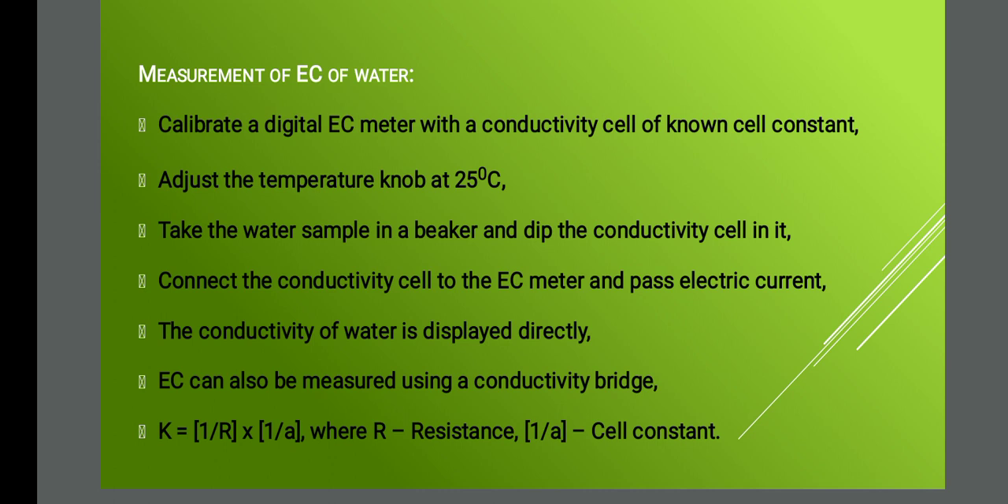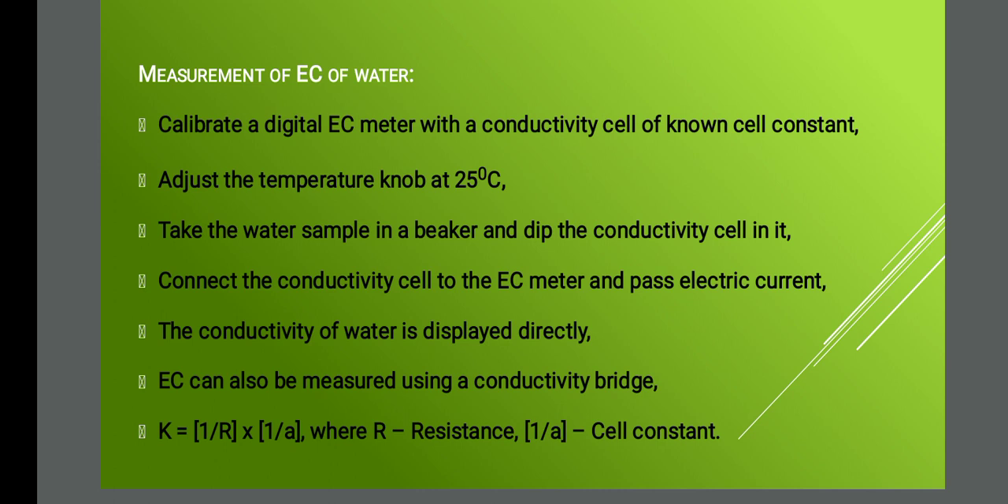EC can also be measured using the conductivity bridge. How to measure it: kappa is equal to 1 by R into cell constant, because conductivity is inversely proportional to resistance. Using the conductivity bridge, if you are measuring, you have to write kappa is equal to 1 by R into cell constant.